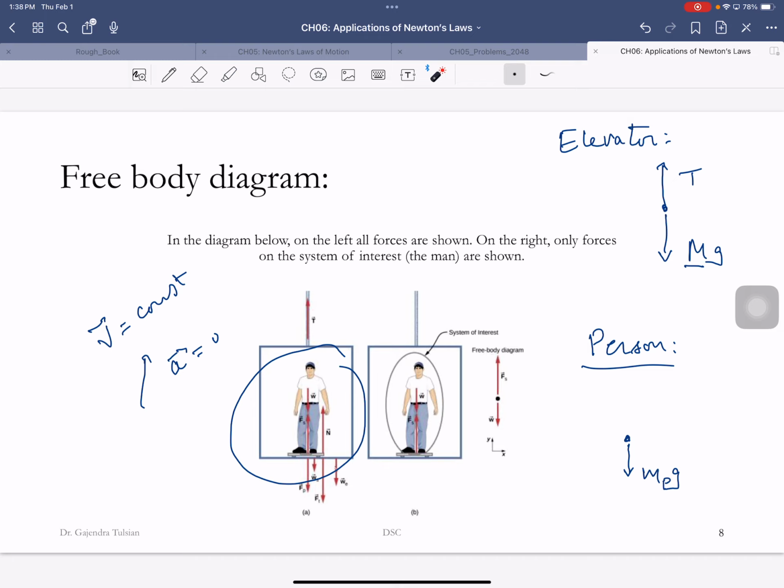So the guy is standing on the spring balance, and the spring balance is exerting a normal force. And there's the force of the spring balance. Those are the only two forces acting on the guy. And if he's not accelerating, then those two must add up to 0. If he's accelerating upwards, this force is greater than that. And if he's accelerating downwards, this force is greater than that.